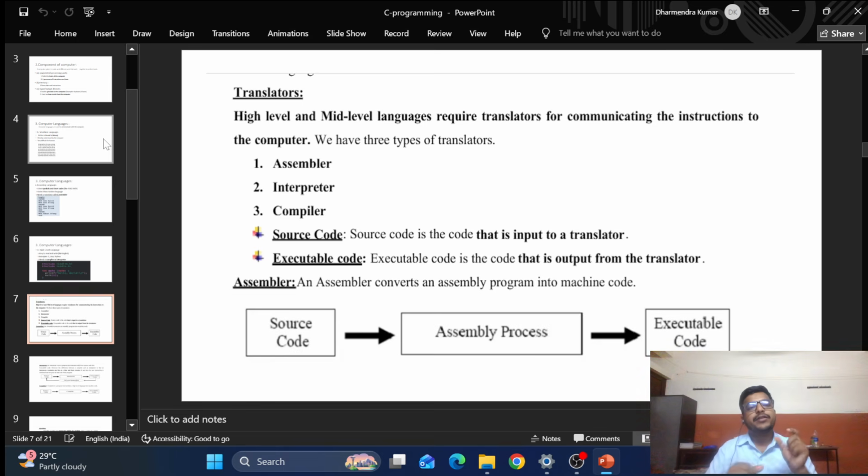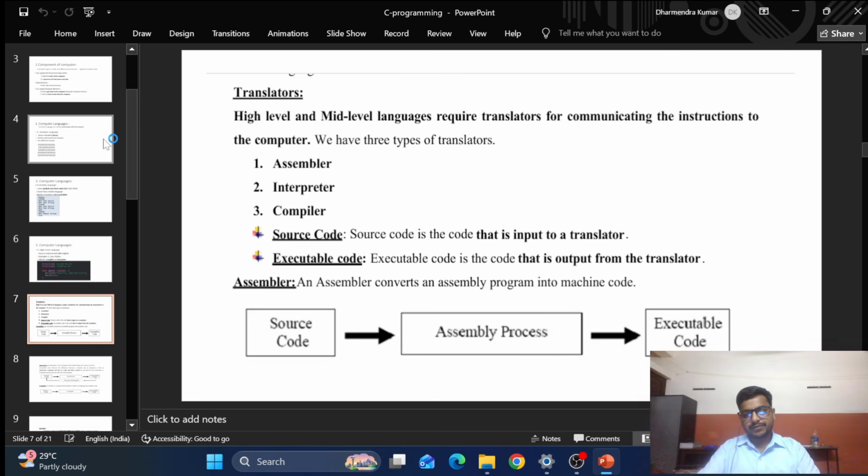Clear? So here also, one translator is used to translate high level language to machine level language, because the machine only understands machine language. So we need one translator here. There are three types of translator we have. First one is the assembler, second one is the interpreter, and last one is the compiler.